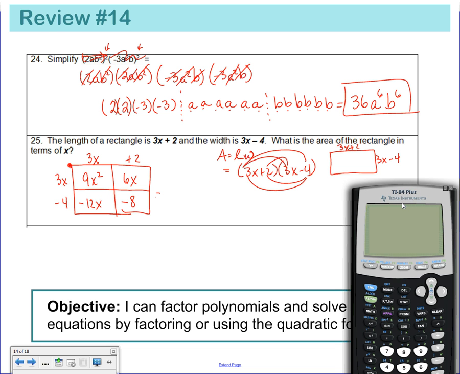All right. Now I'm going to take what's in my box. I'm going to bring it out, and this is 9x squared. Combine the diagonals. So this will be 6x minus 12x. That gives me a total of a negative 6x, and then a minus 8. The area of that rectangle is 9x squared minus 6x minus 8.